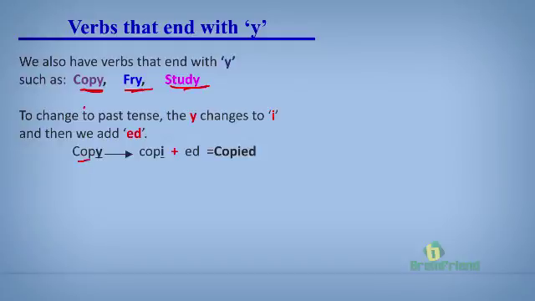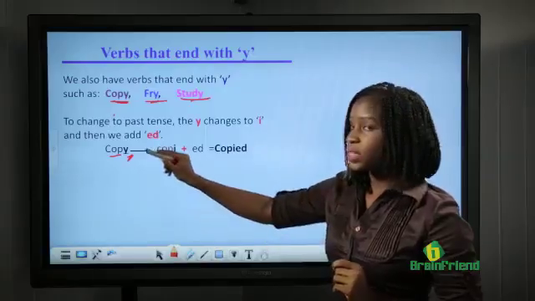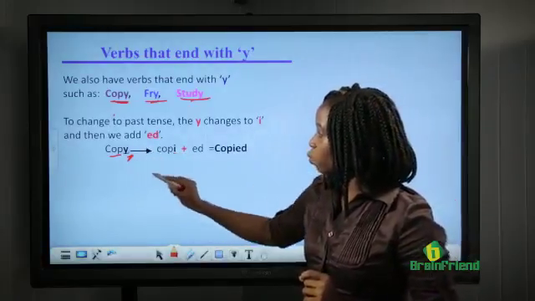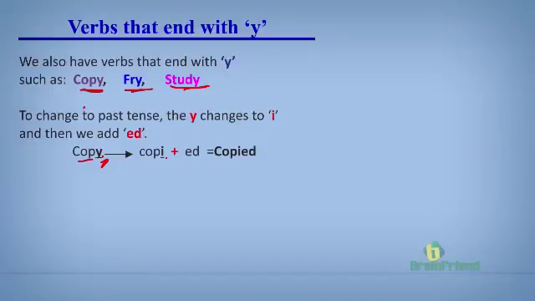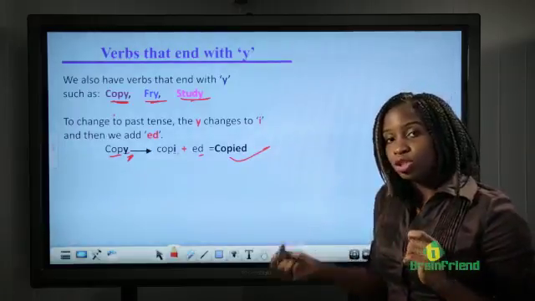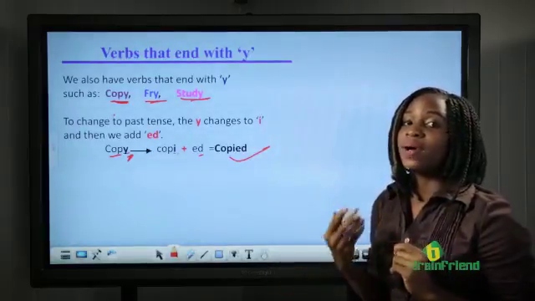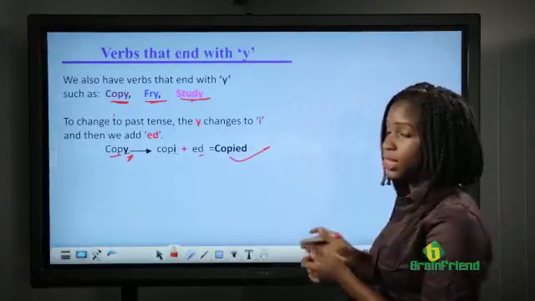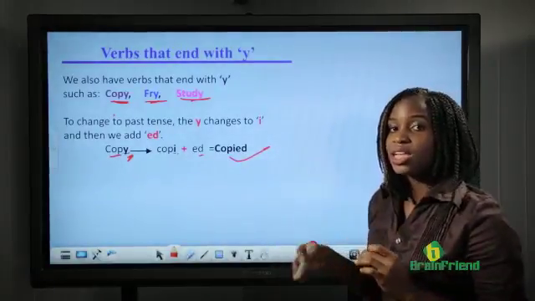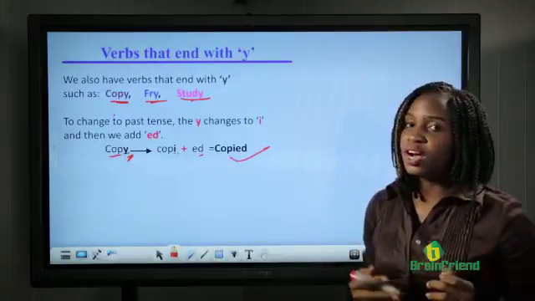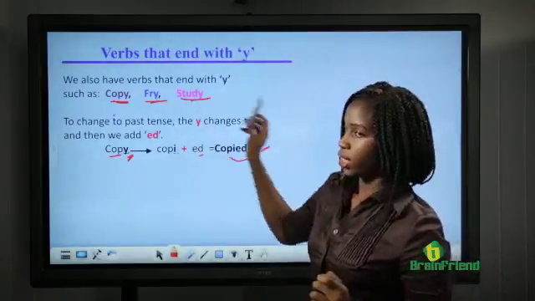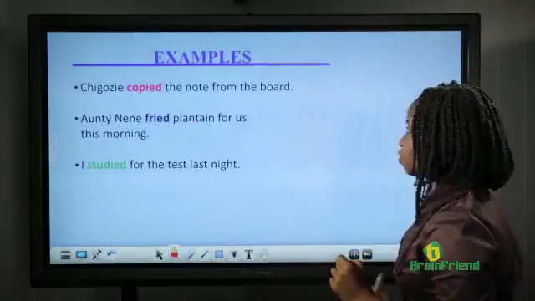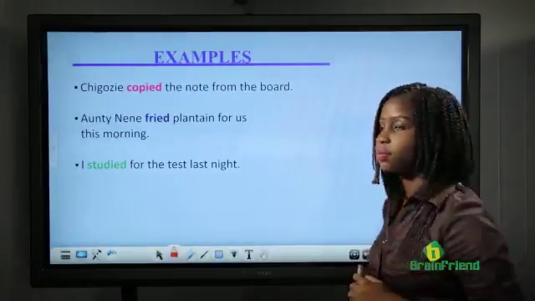We have copy. Copy ends with the letter y. So to put it in the past tense, we replace y with i, and then we add ed, making it copied. This is the correct form. Now, I'm going to teach you something else about this kind of verbs that end with y as we go on in the lesson. But first, let's look at more examples of these verbs in sentences.